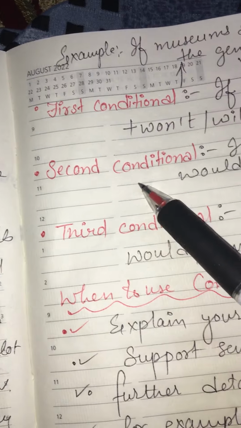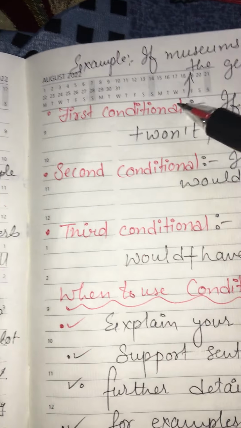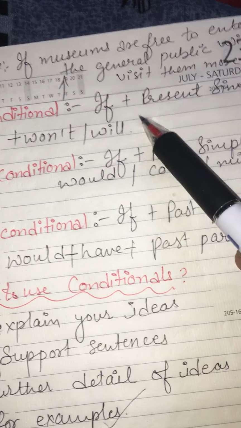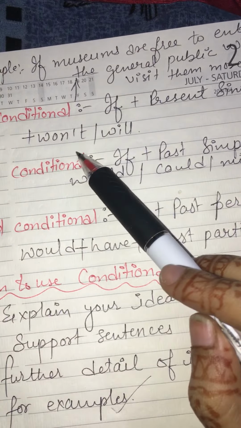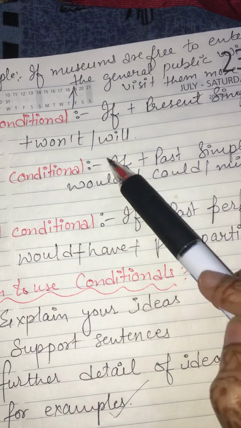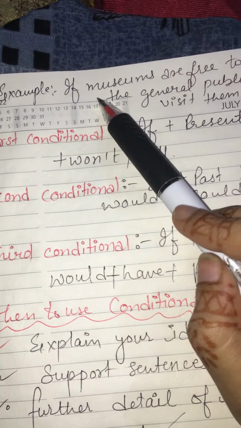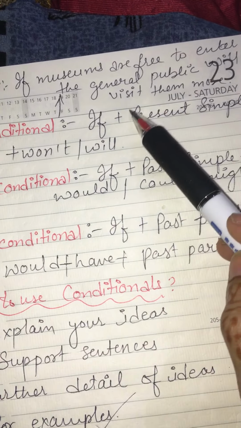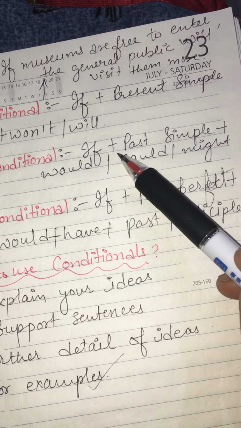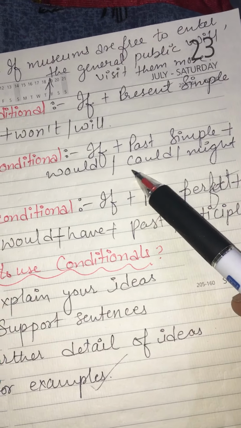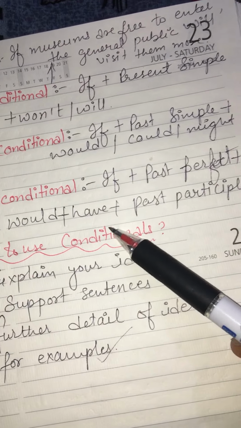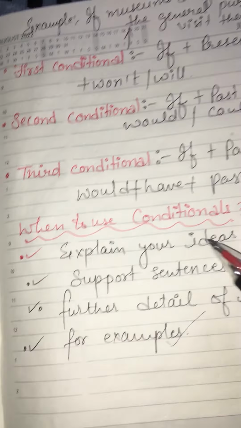First conditional, second conditional, third conditional. There are three types of conditionals. First conditional formula is if plus present simple plus would not or will. Example is if museums are free to enter, the general public will visit them more. Second conditional formula is if plus past simple, would, could, might. Third conditional is if plus past perfect, would have plus past participle.